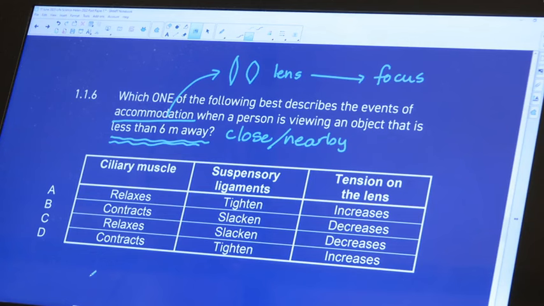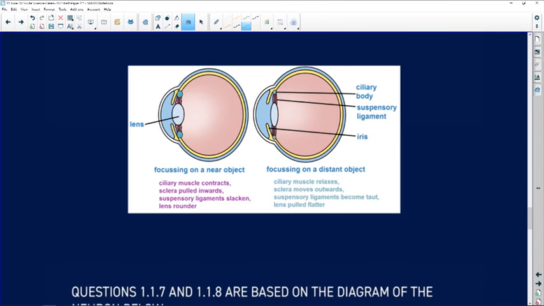And then we have all these various options. Grade 12s, this can be very confusing, and it's not difficult to understand. You just have to picture in your mind what is happening before you look at your options. So let's remind ourselves of how accommodation, or the change in the shape of the lens, actually takes place. This picture is focusing on close by objects, which is what our question asked us all about.